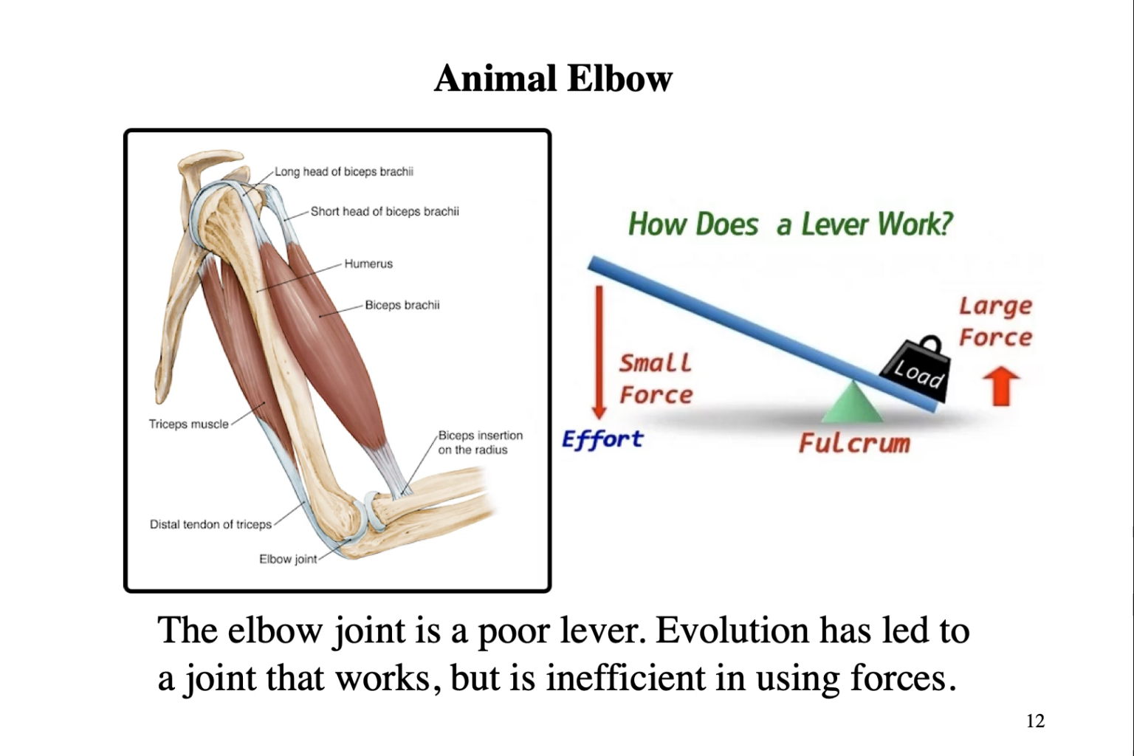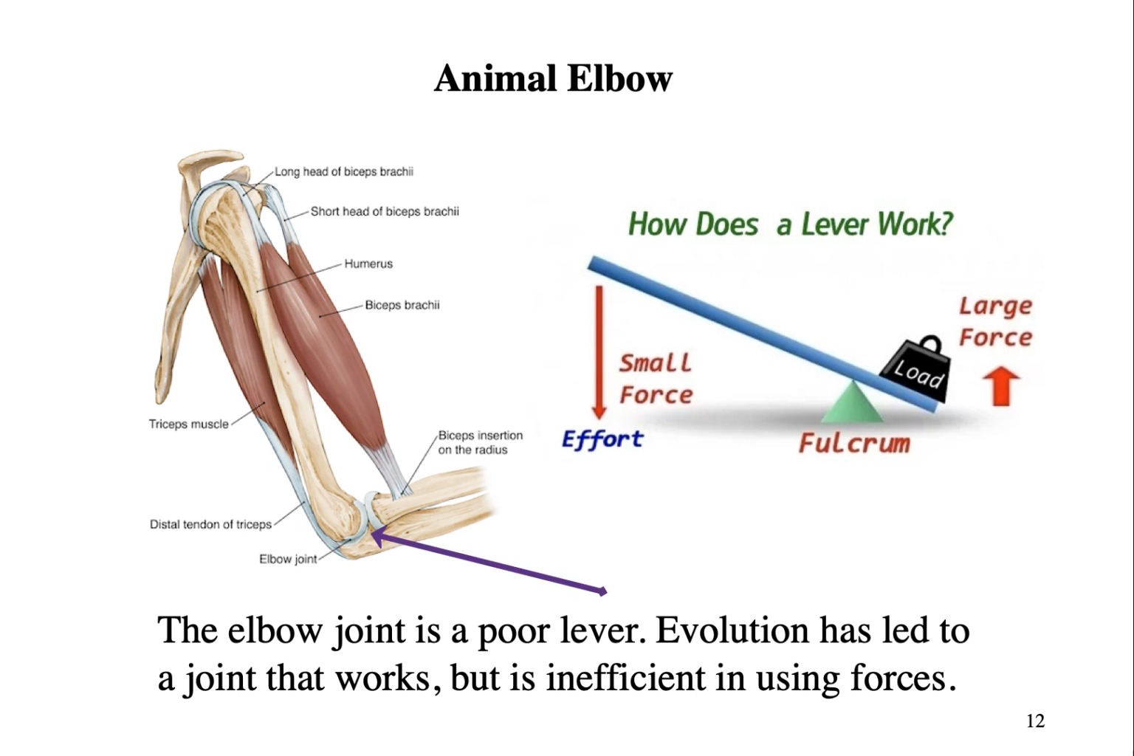But if you look at the elbow joint down here, then the fulcrum is very close to where the force is applied. So if it were a better lever, then this muscle would be attached further out, but it's not. So although it works, it's not a perfect design, at least from a physics standpoint.